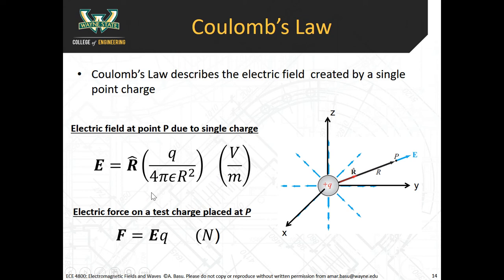So let's look at the direction first. The direction vector is pointed from this charge to the observation point. Electric field lines point away from charges, right? So if this is a positive charge, the electric field lines are going to radiate away from that point in space. So it makes sense that the direction of that electric field is pointed in the r hat direction, because r hat points away from the center. It points away from the origin in spherical coordinates. R hat always points away from the origin.